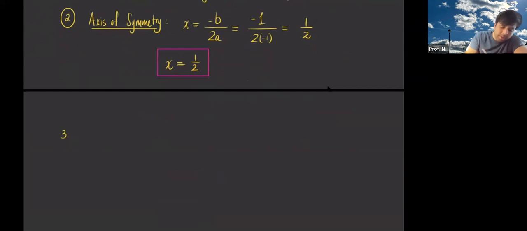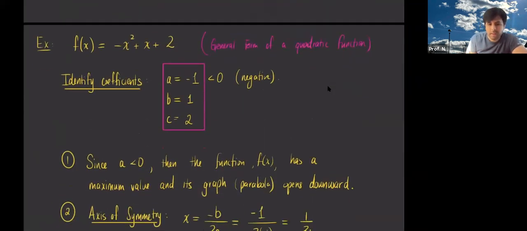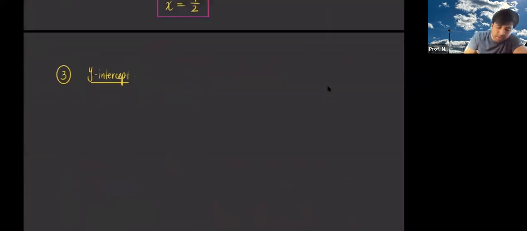Number 3, I can figure out the y-intercept. That's probably the quickest thing to figure out, because all we need to know is the last coefficient, which is a constant, and it's 2. So the y-intercept is obviously (0, 2). So that was quick. Then the fourth one is the x-intercepts.